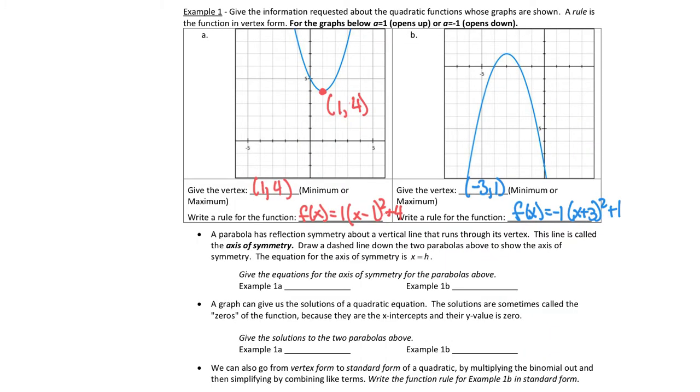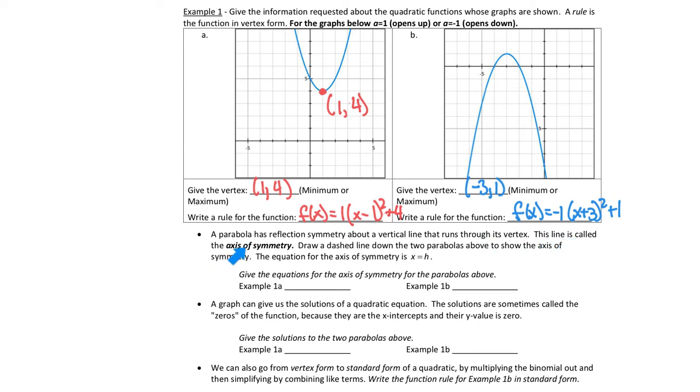Going through some other features of a parabola. In the last video, we identified the vertex and we were able to write a function for the shown parabolas. In this part, a parabola has a reflection symmetry about a vertex line. So if you remember, reflection is something that, if you split it in half, looks identical on both sides, about a vertical line that runs through its vertex.